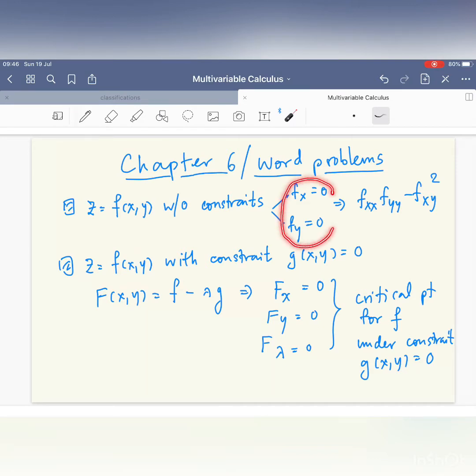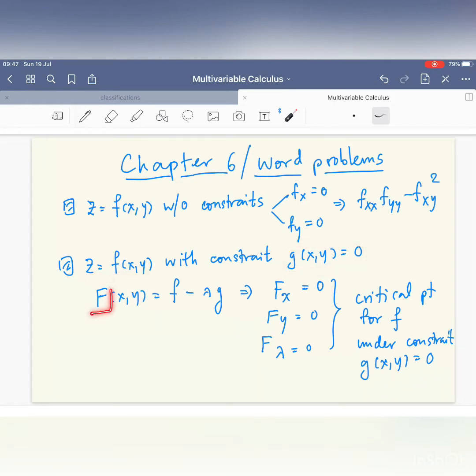point, finding it from f sub x equals 0 and f sub y equals 0, and then you are going to check whether your critical point will give you a max, a min, or a saddle point, by comparing the same-direction second derivatives with the mixed-direction second derivative squared. And the other type is given by z equals f of x, y with a constraint g of x, y equals 0.